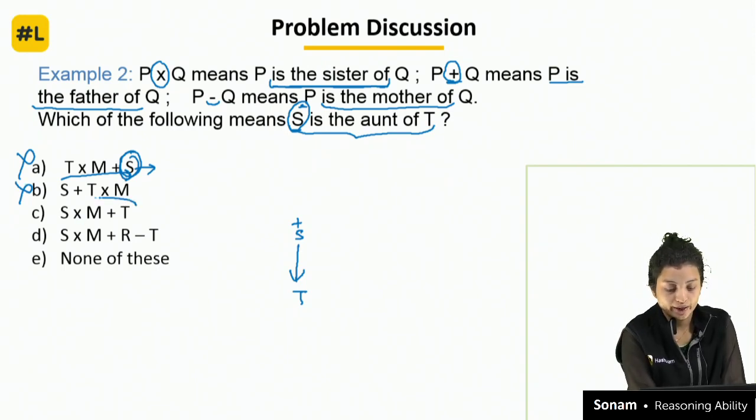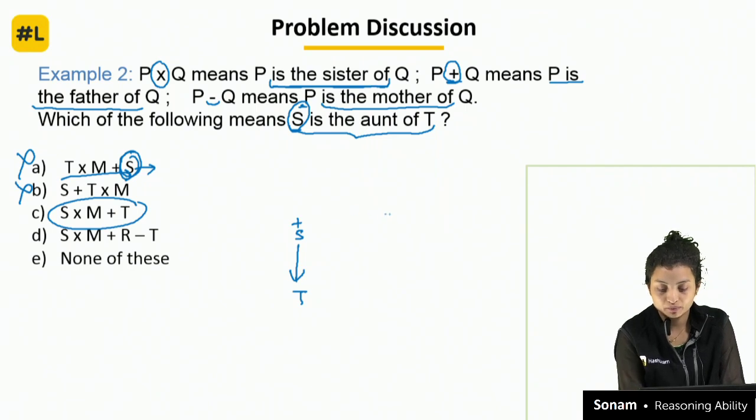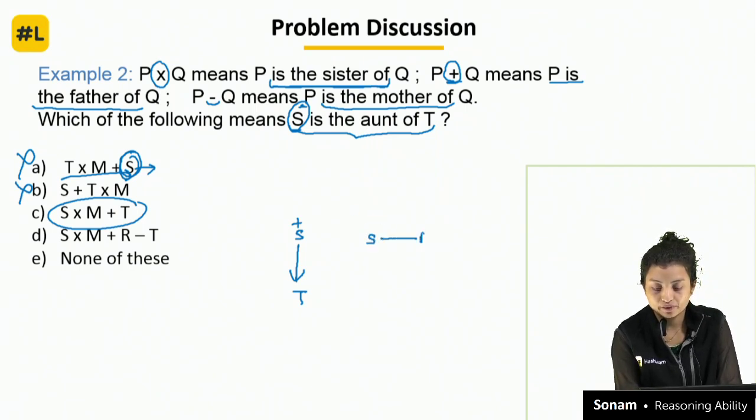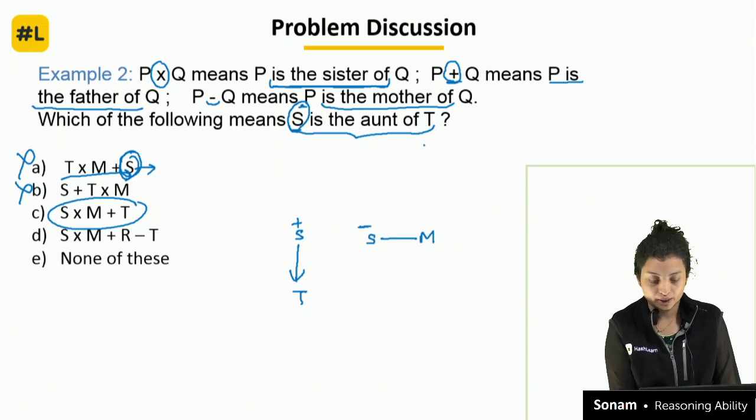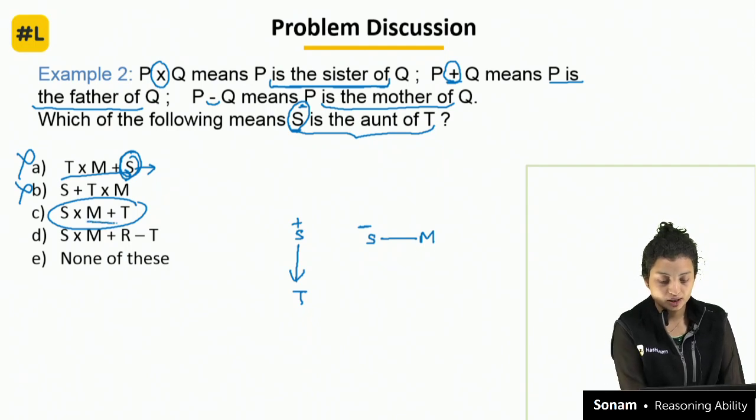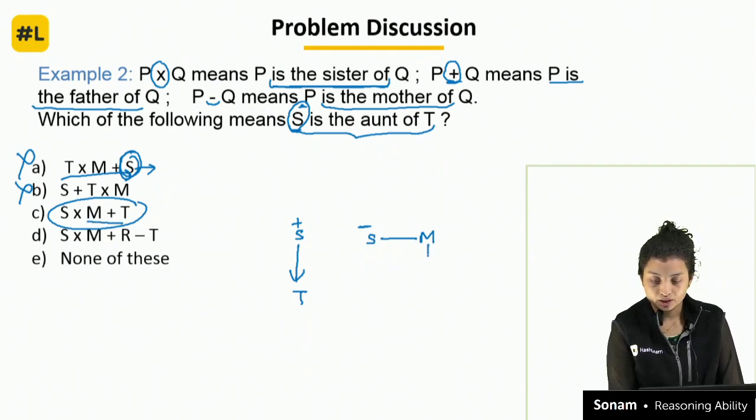S into M. Okay, let's look at S into M. S is sister of M. So S is female. One thing is established that this is female. Now I just have to work on whether S is an aunt of T or not. Okay. M plus T. So next part is M plus T. So M is father of T.